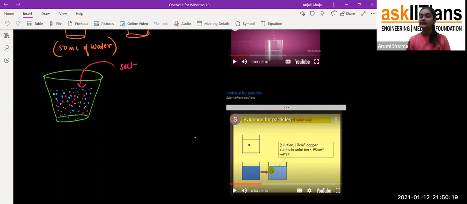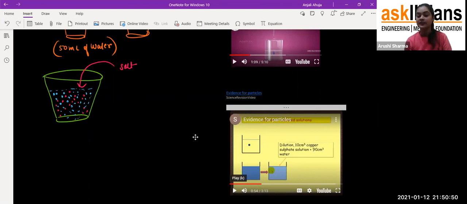Now after some time, you dilute that solution. That means if this much water is there, you add some more water to it. After some time, the solution still shows some color, but a lighter color, because the particles which were present initially are now divided along the whole solution, so that all of the solution contains a similar color.